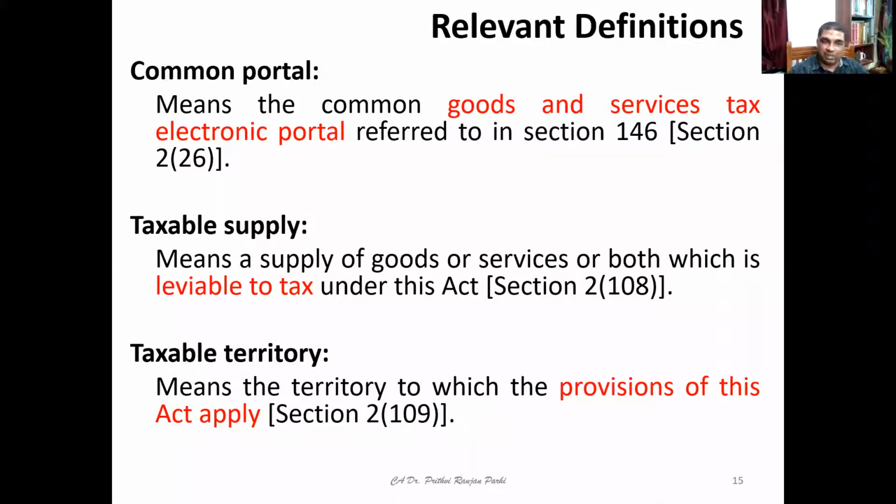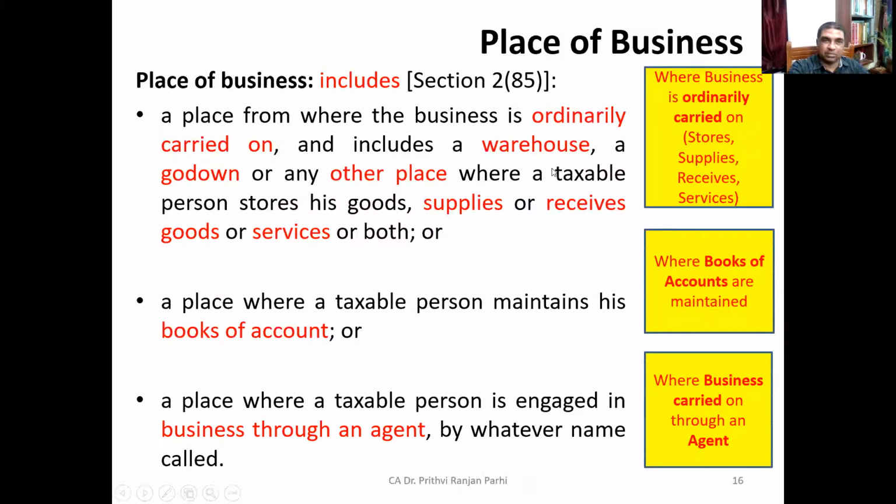What is taxable supply? This you know already. Means supply of goods and services or both which is leviable to tax under this act. That is called taxable. Taxable territory means territory to which provisions of this act applies. This is the meaning of taxable territory. These terms are important. Few more terms are also important for us.